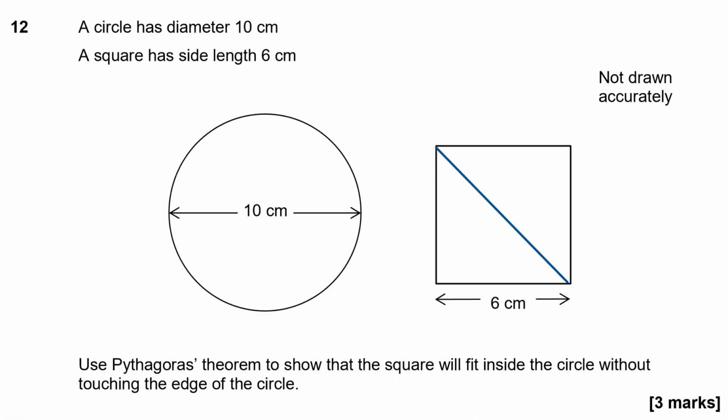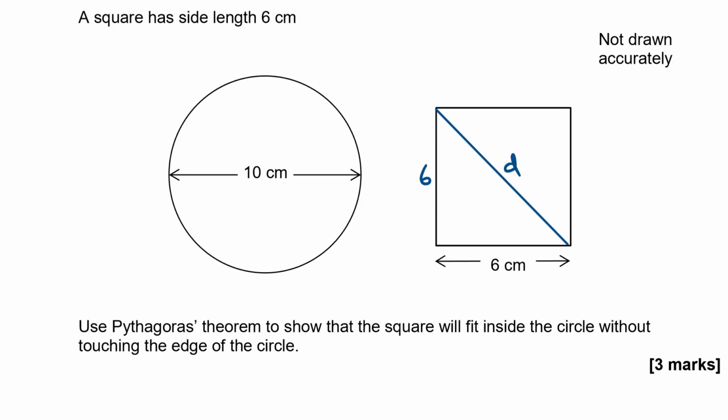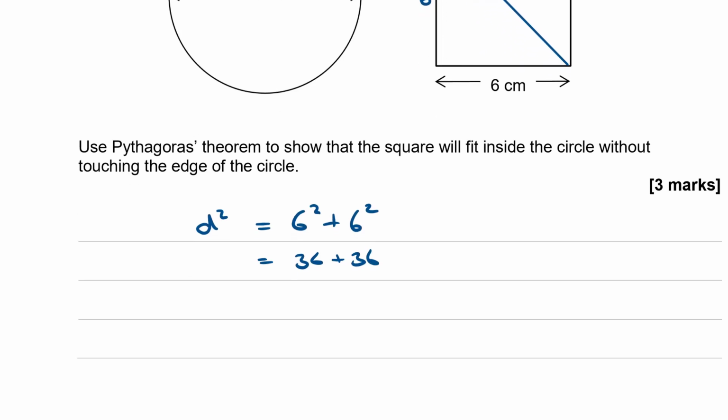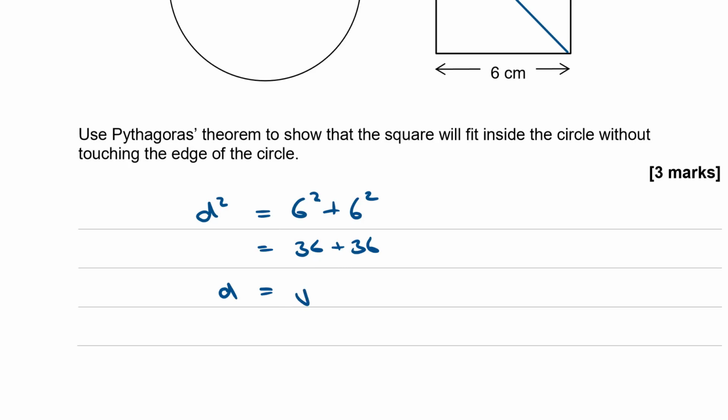Okay, how long is that diagonal? So that is 6 as well. So using Pythagoras theorem, let's call that d for diagonal. So my d squared is going to be the sum of the squares of the other two sides, 6 squared plus 6 squared, which is 36 plus 36, isn't it? So then d is going to be the square root of 72, which would be very easy to work out if I had a calculator, but this is the non-calculator paper.